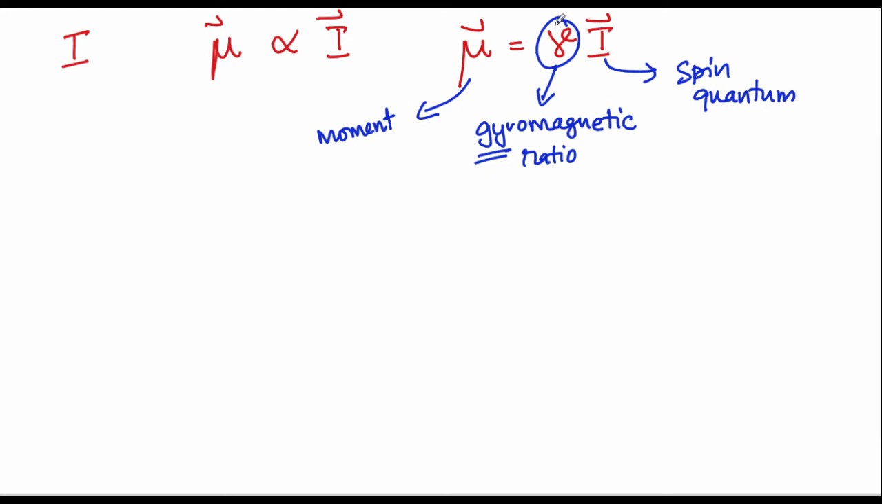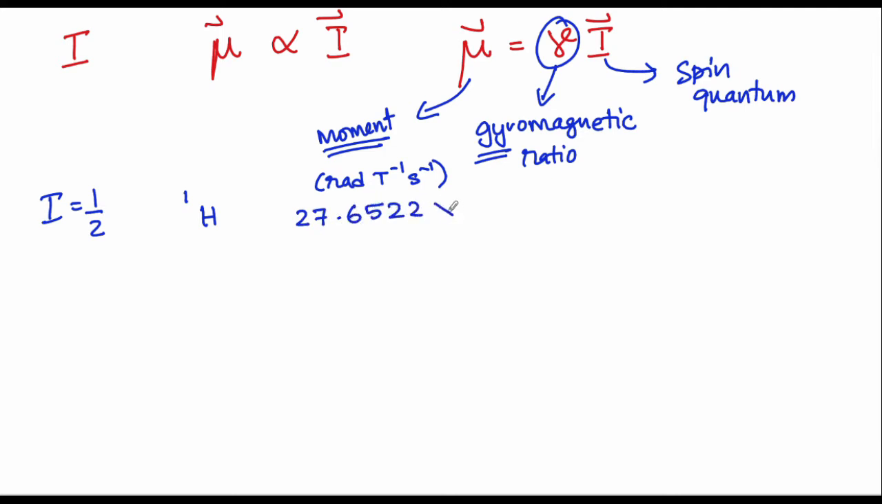Let's take a look at gyromagnetic ratios of some spin half systems. This will be easy for us to compare, largely because the magnetic moment will then depend only upon the gyromagnetic ratio. The gyromagnetic ratio is given in units of radian per Tesla per second. So the proton has a magnetogyric ratio of 27.6522 times 10 to the power of 7.